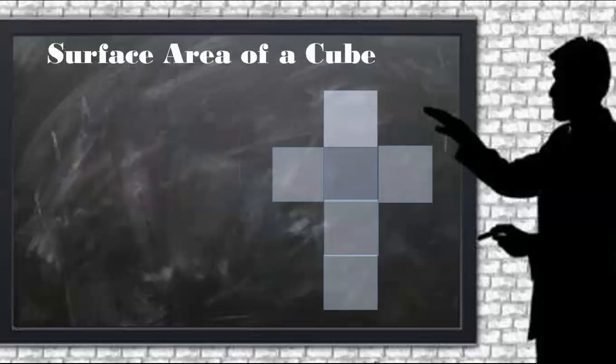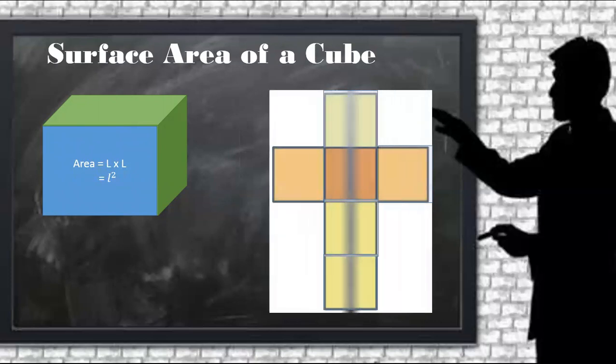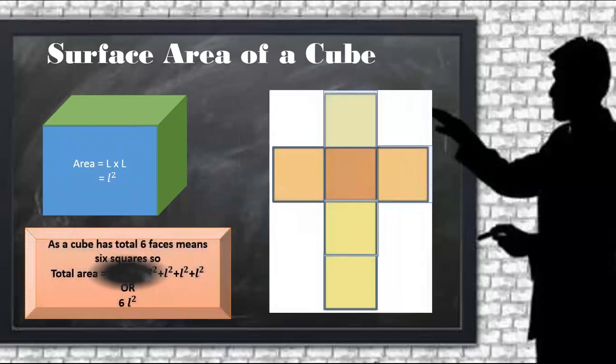Now let's talk about the surface area of a cube. As we defined, the surface area of a cube is the total area of all the surfaces. So if one face of a cube is a square, the area of one square is L square. We can see there are a total of 6 faces, so the 6 squares have a total area of 6L square. You can see all the 6 faces of a cube are elaborated here.